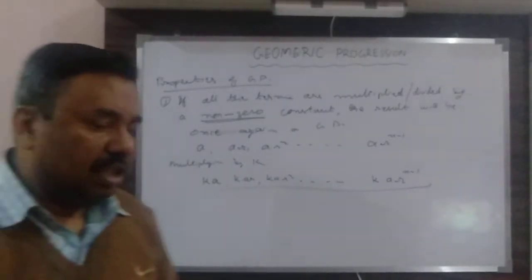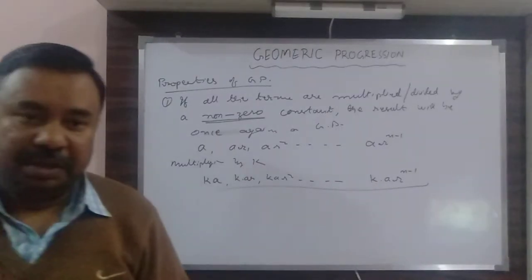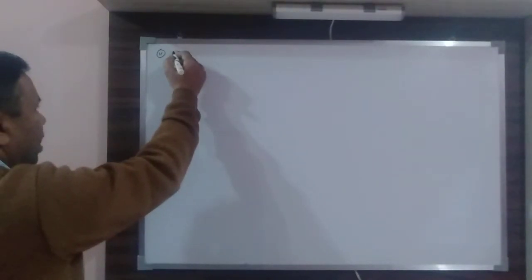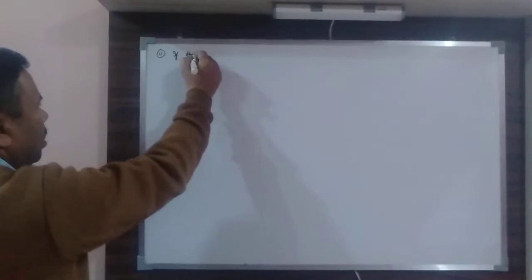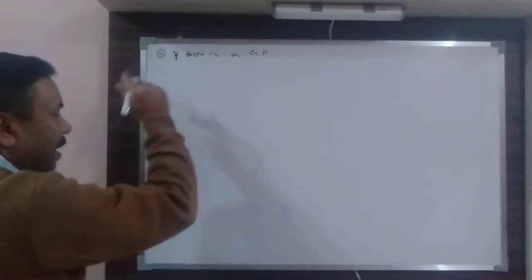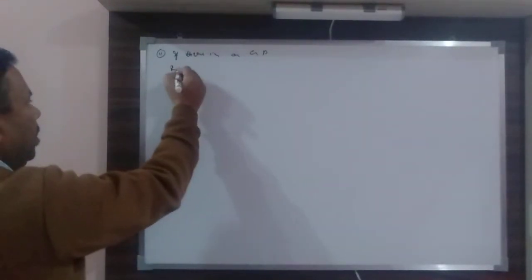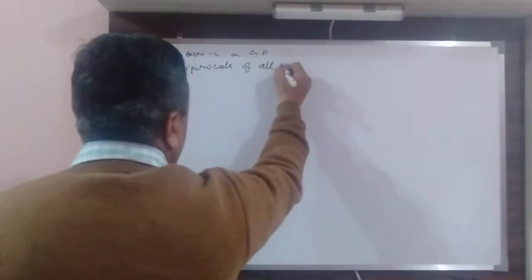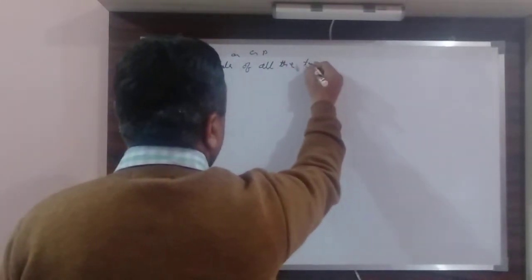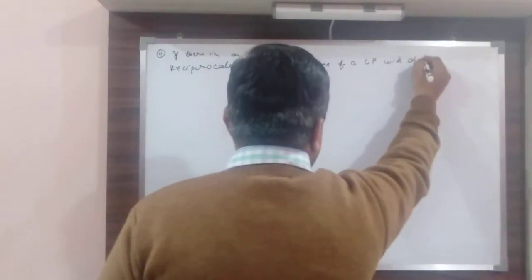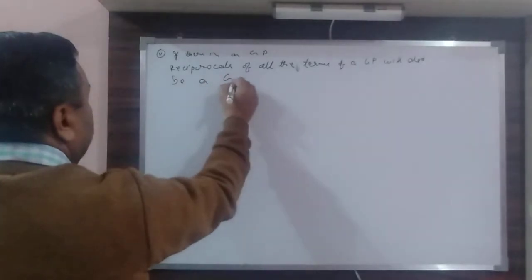Okay, now let's go on to the second property. The second property says, if there is a GP, then the reciprocals of all the terms of a GP will also be a geometric progression.